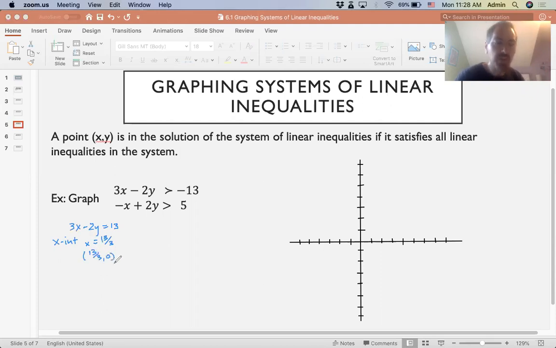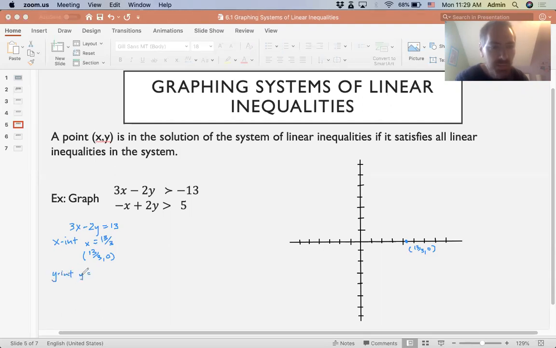13 thirds is, 0. And 13 thirds, you may want to write that as a decimal just to give you a better idea of what that is. 13 divided by 3 is what, 4 and 1/3. All right, so this point will be somewhere between 4 and 5, closer to 4 than it is to 5. And I'll go ahead and label this just to help me keep track of what that point is. And then find the y-intercept.